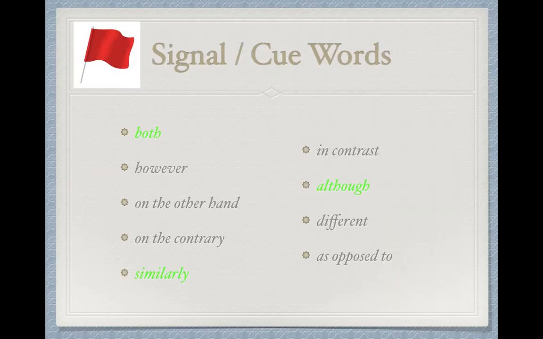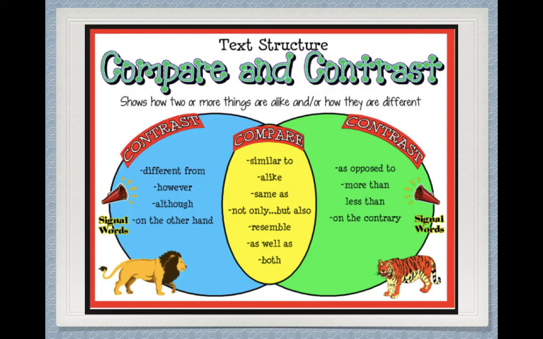Signal or cue words for the compare-contrast text structure include both, however, on the other hand, on the contrary, similarly, in contrast, although, different, as opposed to. Here's some more signal words.